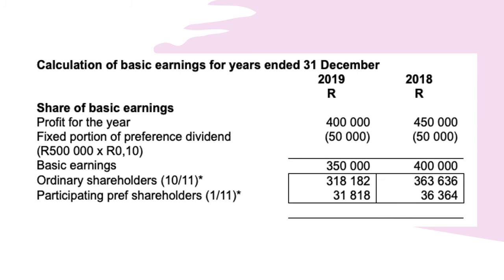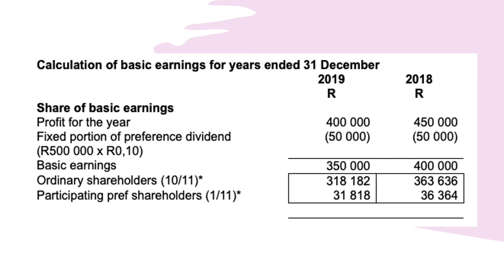We know that in order to calculate basic earnings, we take the profit or loss for the year after tax and we deduct non-cumulative preference dividends declared. We know that preference dividends were paid in the 2019 financial year because we were told that preference dividends paid amounted to 62,000 Rand. And therefore, we can deduct the fixed portion of the preference dividends in order to get basic earnings. Remember, in relation to participating preference shares, we only deduct the fixed portion of the preference dividend in order to get basic earnings.